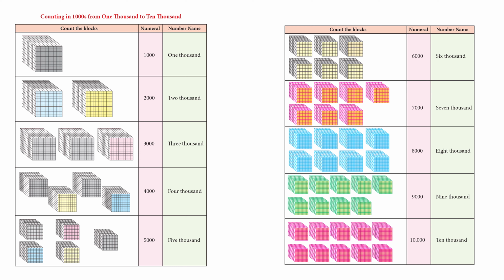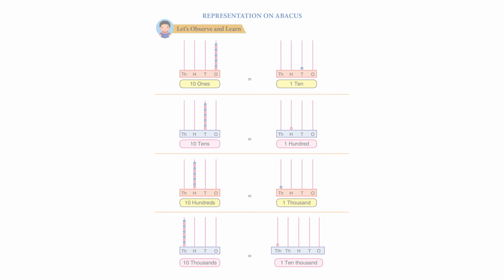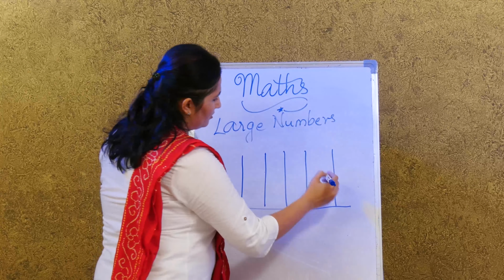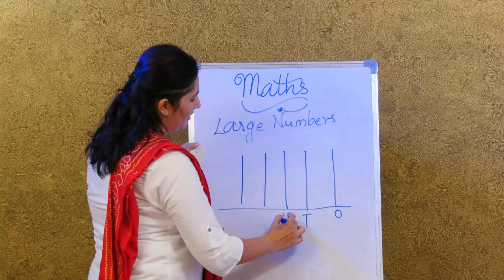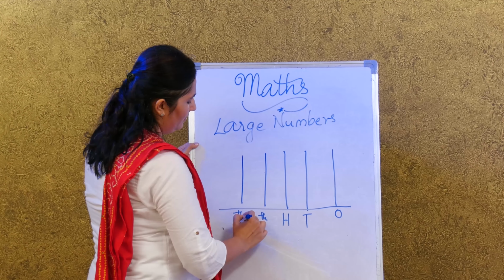1000, 2000: the entire block will be 1000. So, when you use many such blocks, you can get the higher numbers. 2000 is 2 blocks, 3000 is 3 blocks, 4000 is 4 blocks, and it goes on. Take a look on the screen, page number 52 and page number 53. So it's a rod system or a bead system. So this is ones, tens, hundreds, thousands, and ten thousands.